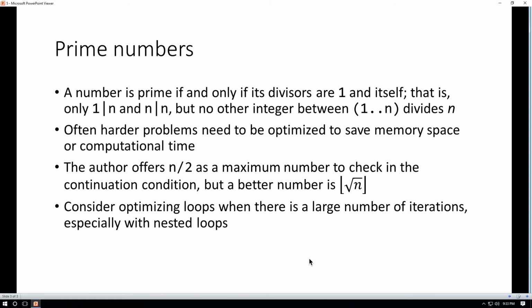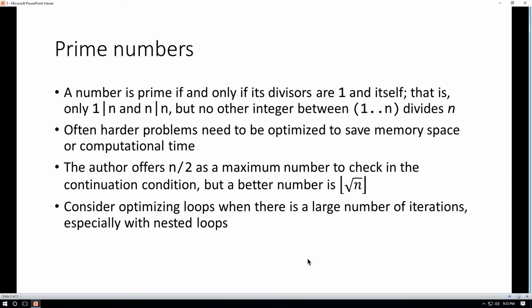A number is prime if and only if its divisors are the number 1 and itself. For example, the number 7. 1 divides into 7 and 7 divides into 7, but no other integer divides into 7. This problem of discovering primes is one of the key problems computer scientists and mathematicians work on.